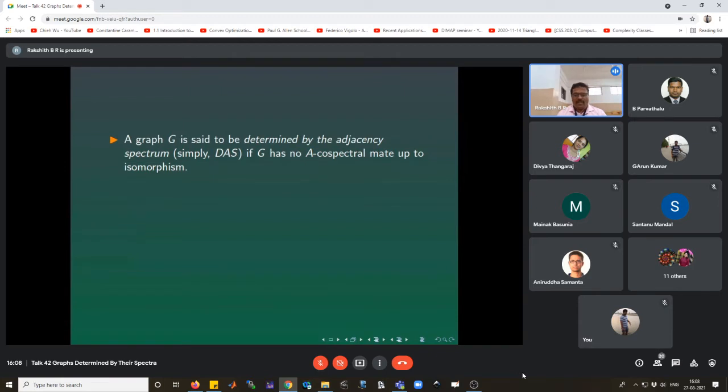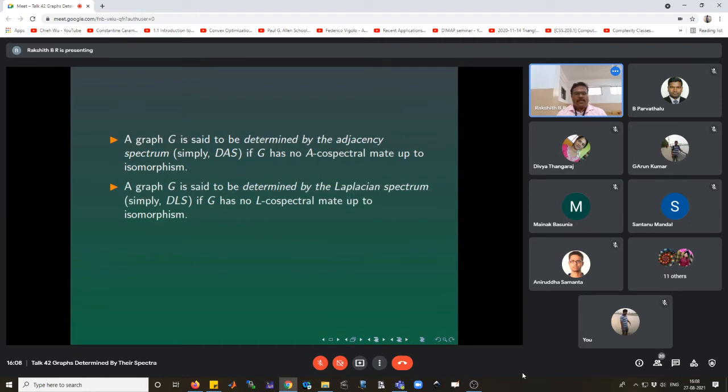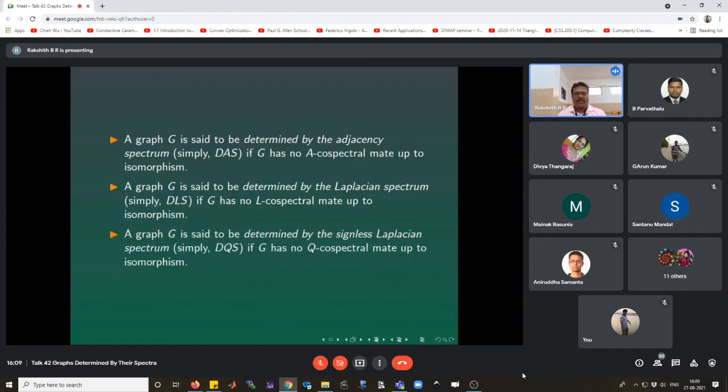If it doesn't share the adjacency spectrum, then we call that graph determined by the adjacency spectrum. Similarly, a graph determined by the Laplacian spectrum is defined to be a graph which does not share its Laplacian spectrum with any other non-isomorphic graphs.